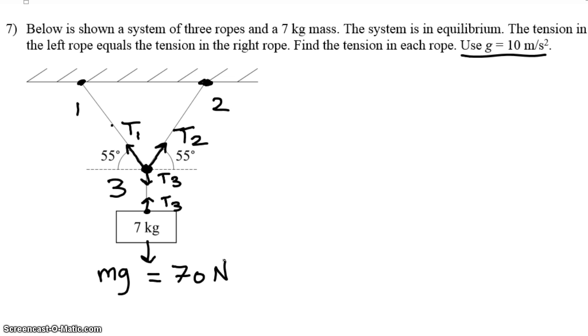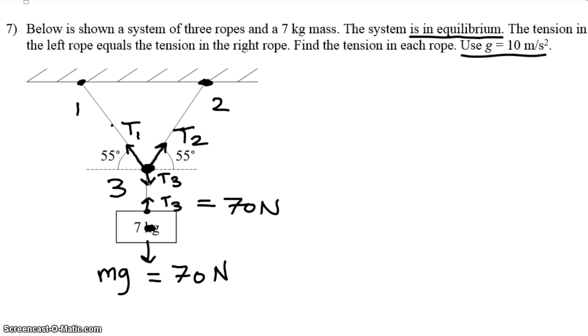Let's get started. The system is in equilibrium, which means there's no net force on any of these points. So right here on the block, the up force of tension is balancing the down force of gravity, hence the up force equals 70 newtons. The block here, the 7 kilogram block, isn't moving. So the up force and the down force balance, they are equal. Right here at this big intersection in the middle, that point is also in equilibrium.